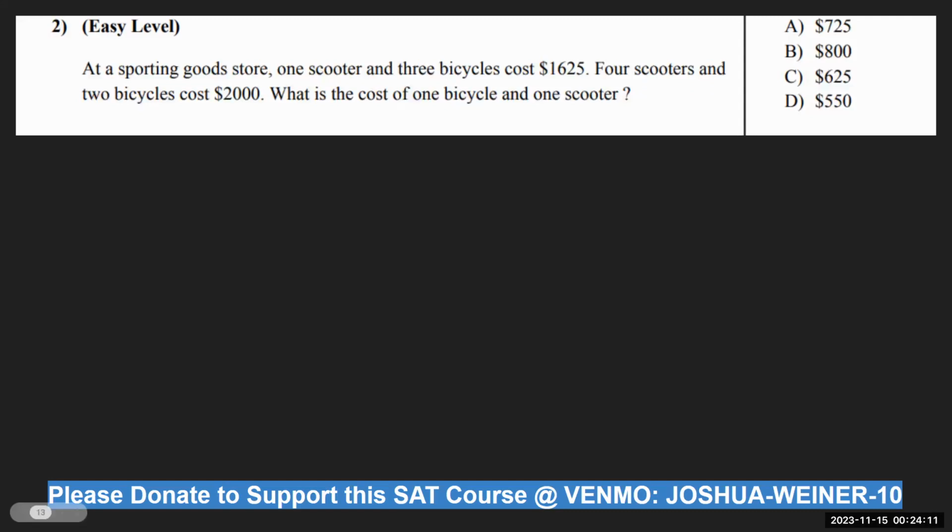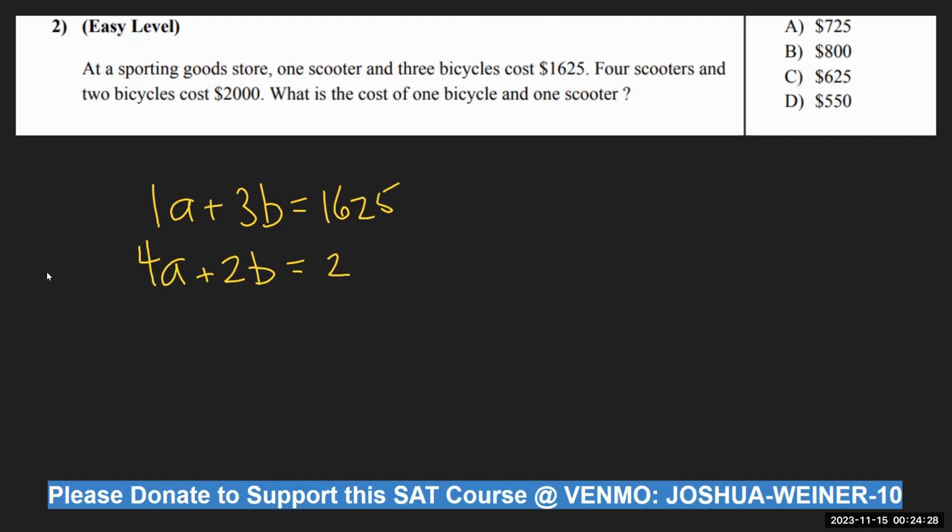At a sporting goods store, one scooter and 3 bicycles is $16.25. So I'll just say A for scooter plus 3B for bicycle is $16.25. According to the same store, you can buy 4 of these scooters plus 2 bicycles and you can pay $2,000. What is the cost of 1 bicycle and 1 scooter?